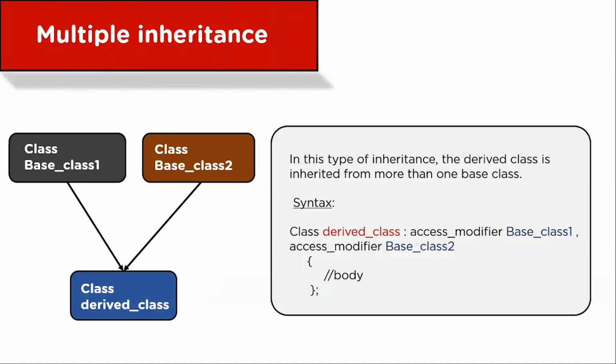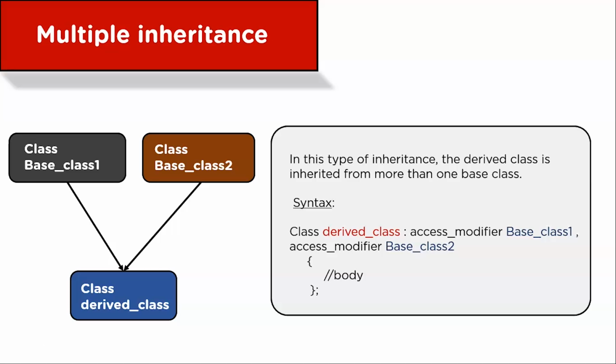Multiple inheritance. When a class inherits from more than one base class, then it is known as multiple inheritance. It allows us to inherit properties and characteristics from more than one base class.